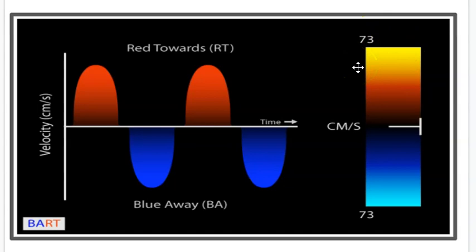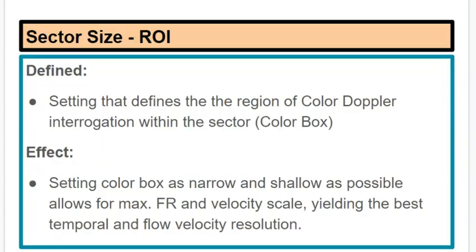The machine can't discern which way the direction blood is going. We have a sector size when we do our blood measurements. We played with the sector size and region of interest today, primarily on our apical views of the mitral valve, and the setting that defines the region of color Doppler interrogation within the sector is called the color box.